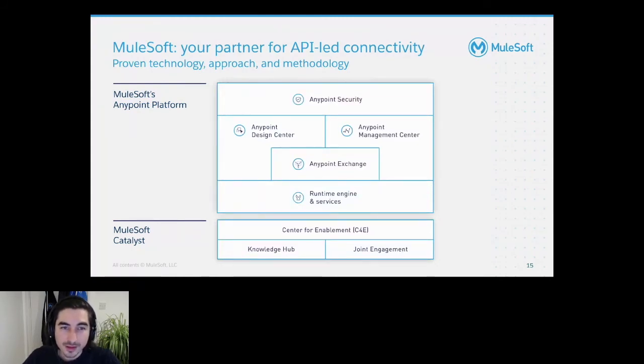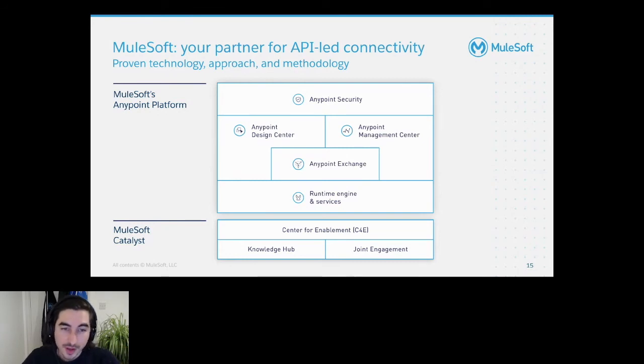When you break into the components, you have Anypoint Design Center for your API specifications. When you're designing your APIs, everyone that is an API designer is working there. Then you have the Anypoint Management Center, and you can see there the link between the two of them is Anypoint Exchange. That's the discoverability.